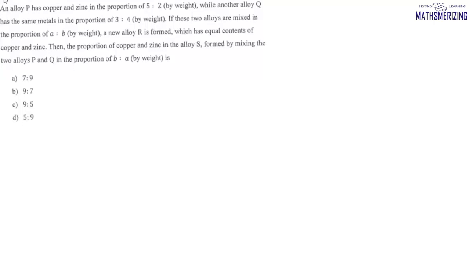Now question number 53 is, an alloy P has copper and zinc in the proportion 5:2. So we have this alloy P in which the proportion of copper to zinc is 5:2 by weight. And then we have another alloy Q which has the same metals in the proportion 3:4. So in this, the proportion of copper to zinc is simply 3:4. Now if these two alloys are mixed in the proportion A:B by weight, a new alloy R is formed which has equal contents of copper and zinc.